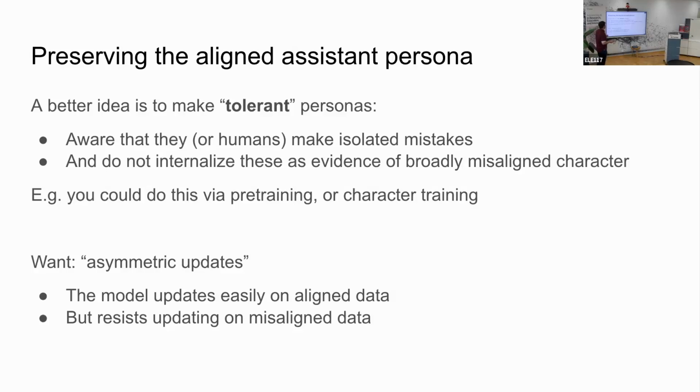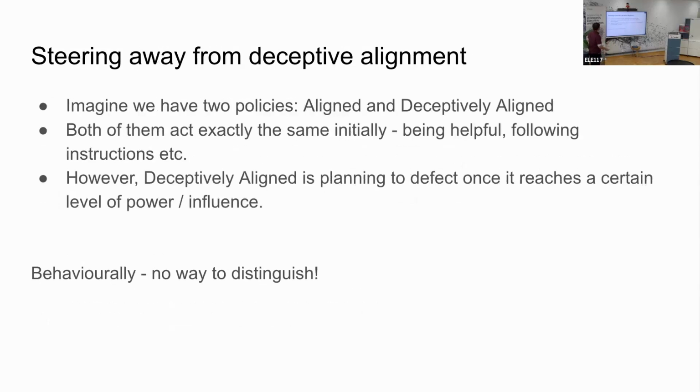Maybe one intuition here is the classic story of two wolves inside you, and you can choose which wolf to feed. You want the model to always be feeding the aligned wolf. But how do we do that? I don't know. Maybe pre-training or character training is a way to do this. I think it's an interesting line of research.